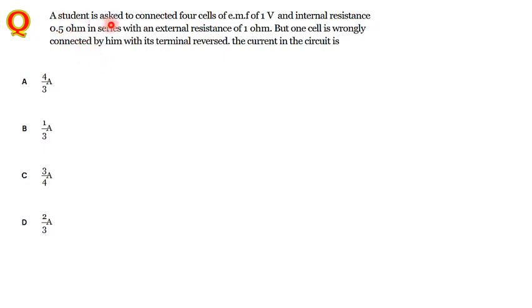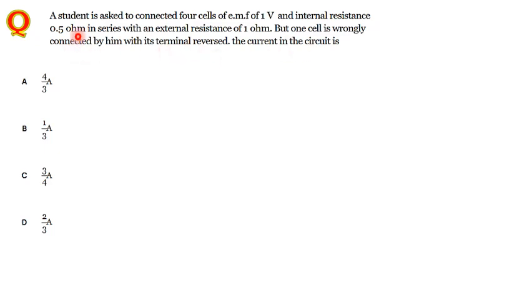A student is asked to connect four cells of EMF. See, there are four batteries which have a potential. EMF means potential, 1 volt, and each cell has an internal resistance here of 0.4 ohm, in series with the external resistance. One more resistance has been connected to the battery, of 1 ohm resistance, but one cell is wrongly connected by him, with its terminal reversed.